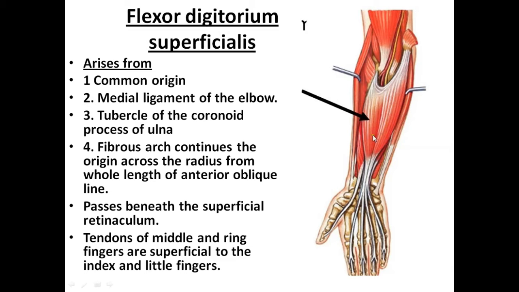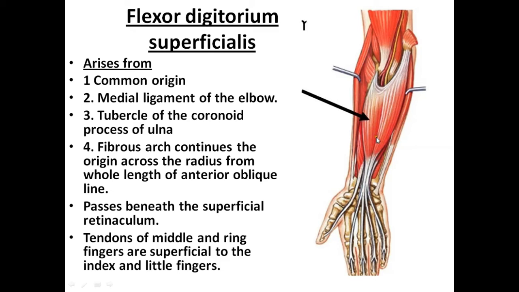Now the muscle in the intermediate compartment group is the flexor digitorum superficialis. It forms a thick muscular belly in between the superficial and the deep groups, and it has a common flexor origin from the medial epicondyle. It also arises from the tubercle of the coronoid process of the ulna, and from the whole length of the anterior oblique line of the radius. So it arises from three different sources.